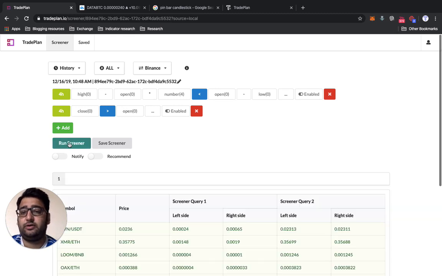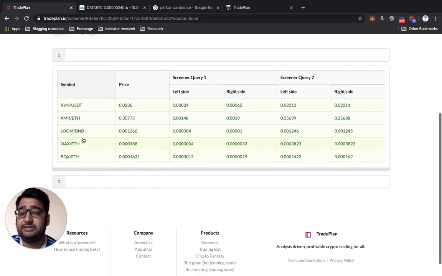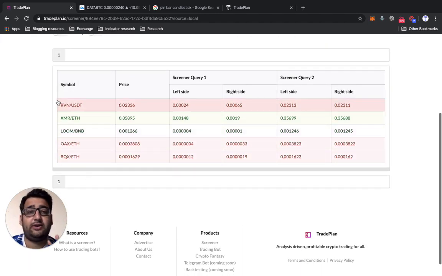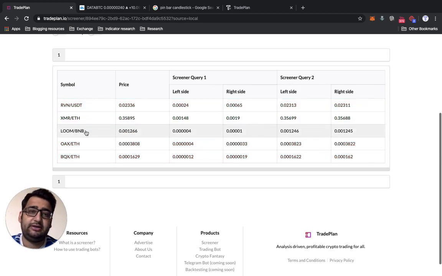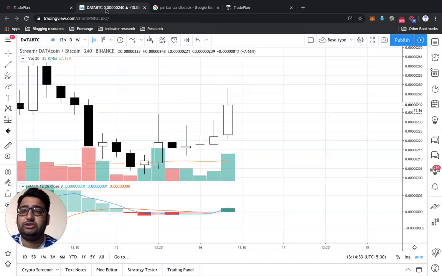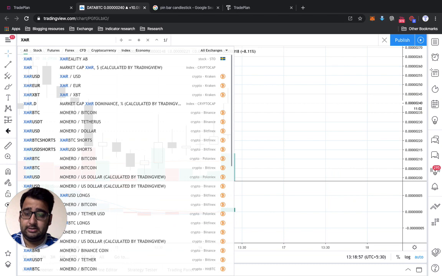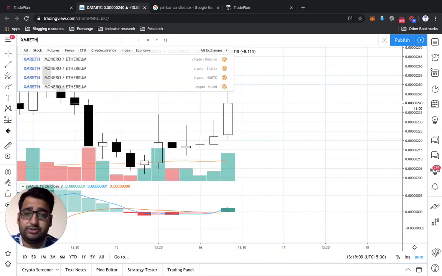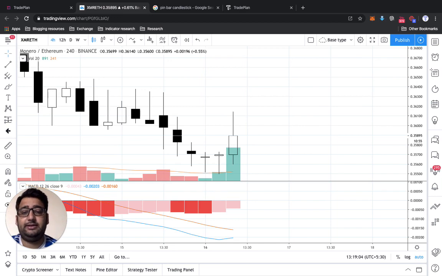It's taking quite a lot of time because there are a lot of coins that it has to go through. Okay guys, we got some results. We got exactly 5 coins that's giving this bullish pin candle setup. So the one which I can, yeah, this Monero is having decent volume on Ethereum normally, so we'll check that. So XMR ETH on Binance, voila, and here we are.